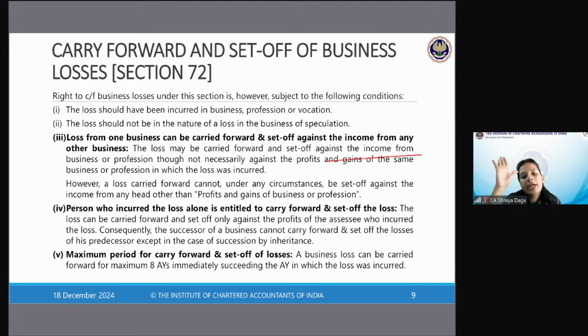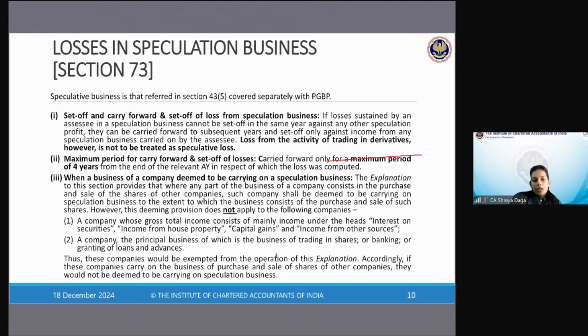And this also can be carried forward for 8 assessment years immediately succeeding the assessment year in which the loss was first computed or incurred. Next, losses in speculation business.